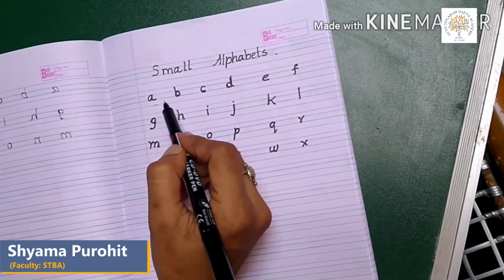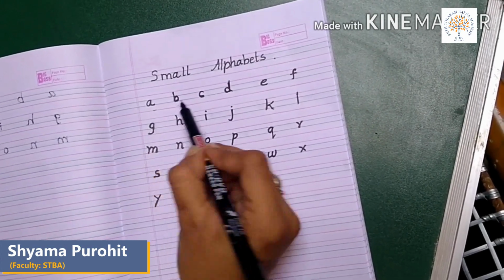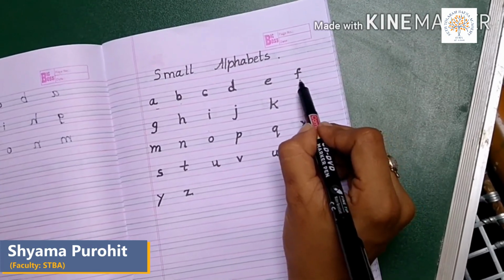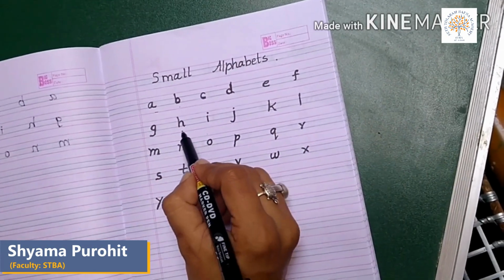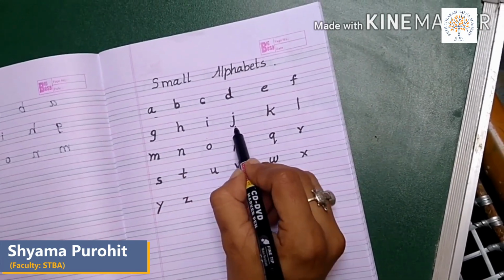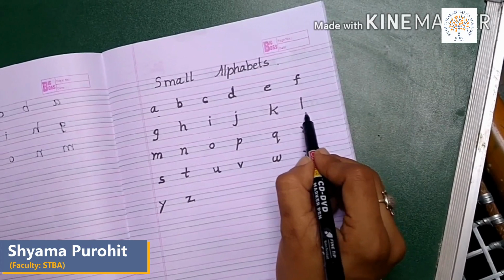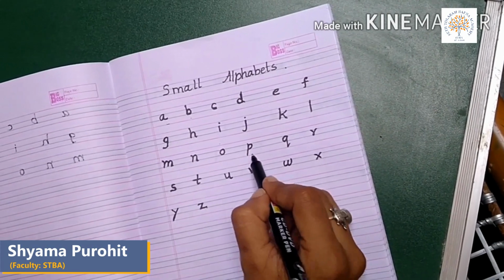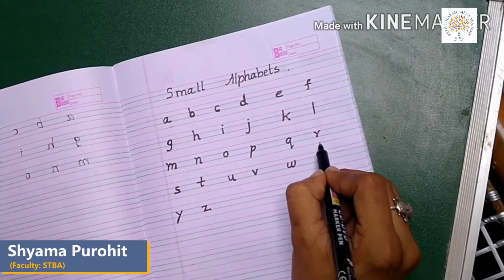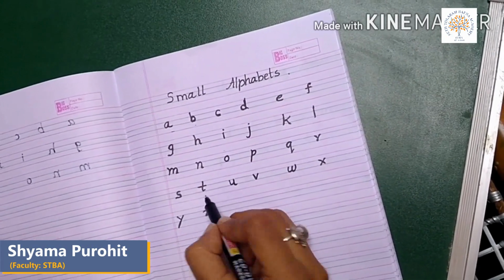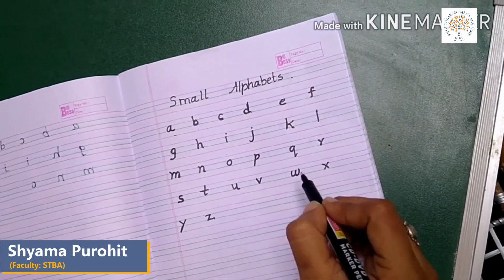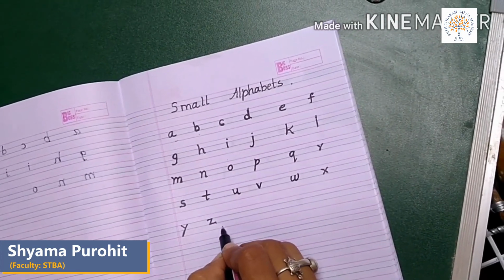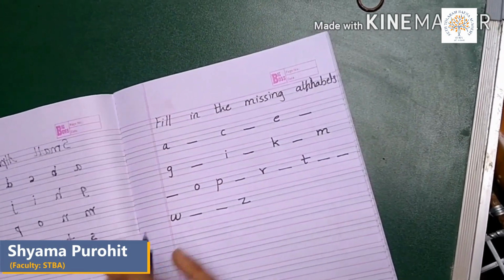So, let us revise once again. A, B, C, D, E, F, G, H, I, J, K, L, M, N, O, P, Q, R, S, T, U, V, W, X, Y, Z. So students, let us do the worksheet.